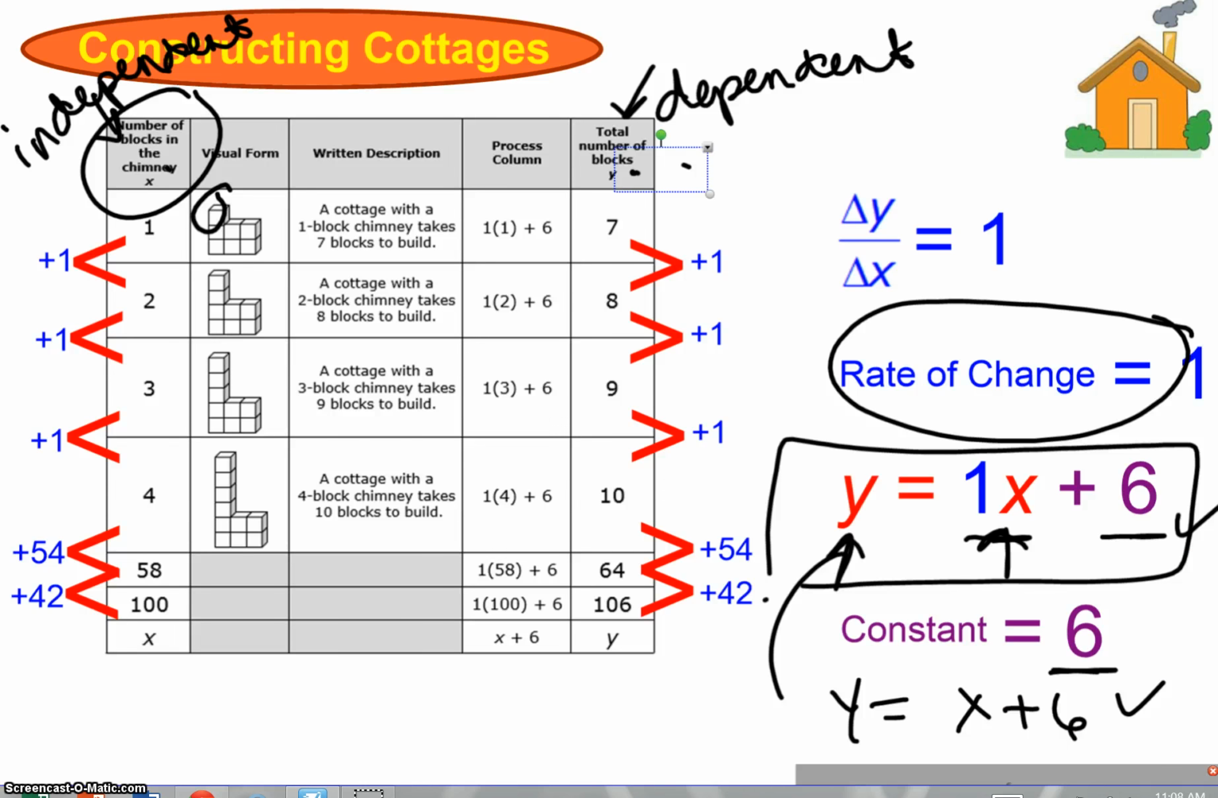What part of the visual form is represented by the coefficient of x in the equation? That means what is representative of your rate of change? Well, that would be the number of blocks in the chimney. So the visual represented by the coefficient is number of blocks in a chimney. What part of the visual form is represented by the constant in the equation? Well, the constant would be 6, so it is going to be the base of your house.